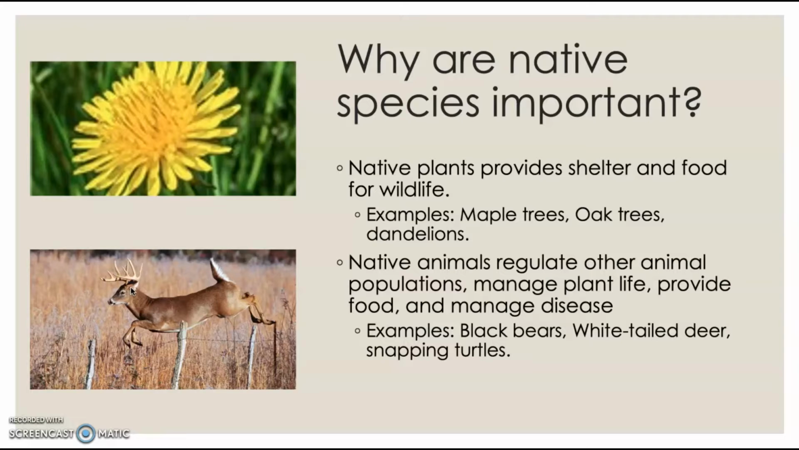Why are native species, such as plants, animals, and insects, important? Native plants can provide shelter and food for other wildlife around. Some examples that you may see in your own backyard are maple trees, oak trees, or even dandelions. Native animals are important because they regulate other animal populations. They manage plant life by consuming plants. They can even provide food and manage other diseases. Some examples that you might see in the Great Smoky Mountains National Park or even at the Wildlife Observation Area in Jefferson City are black bears, white-tailed deer, and snapping turtles.